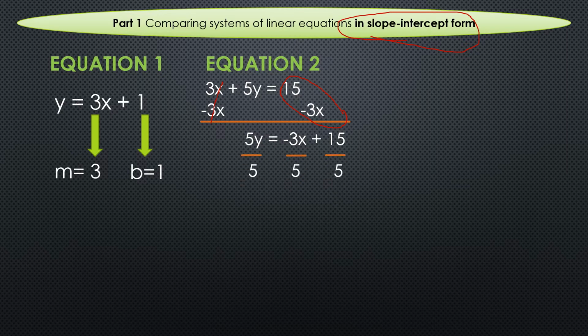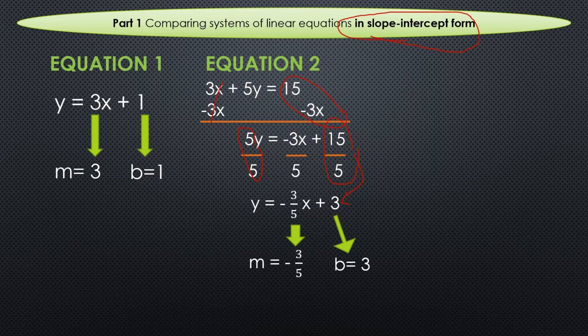Next, divide both sides by 5. As you can see, we have 5 divided by 5, which is 1. And then you simplify the others. That will be negative 3/5 x plus 3 because 15 divided by 5 is 3. Is y equals negative 3/5 x plus 3 in slope-intercept form? Yes, it is. Now, determine the slope and the y-intercept. The slope here is negative 3/5 and the y-intercept is positive 3.